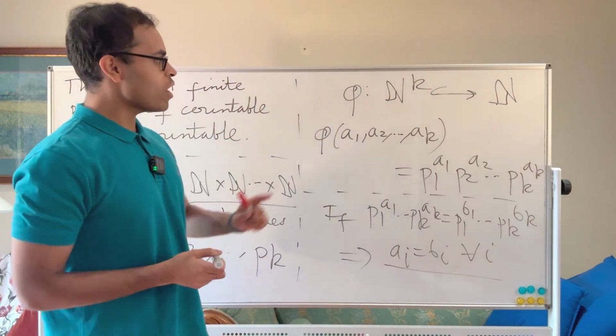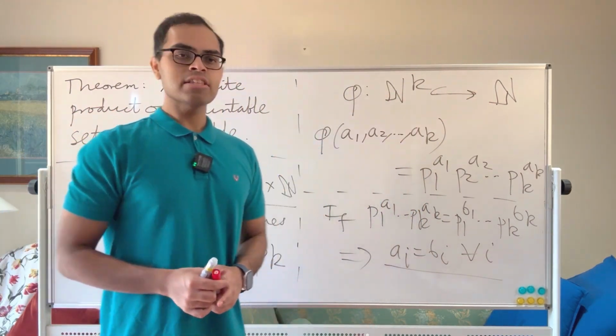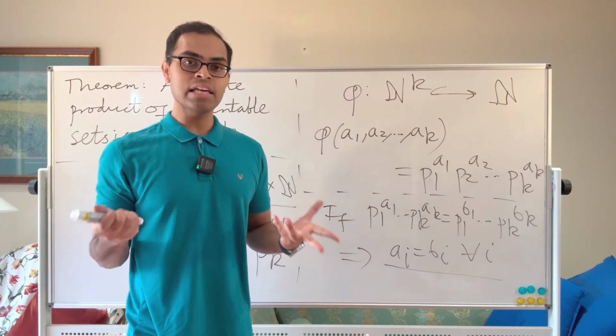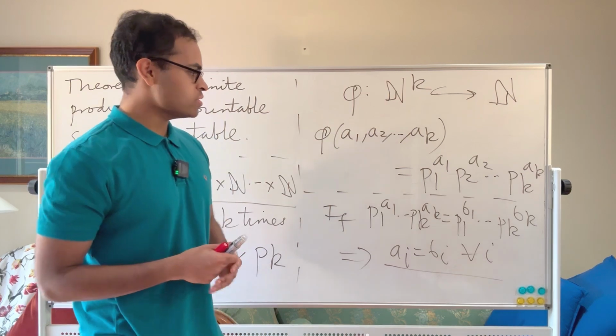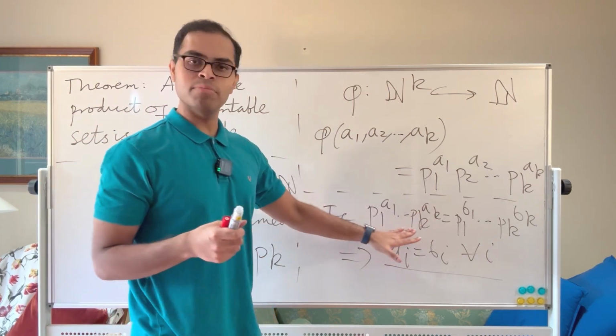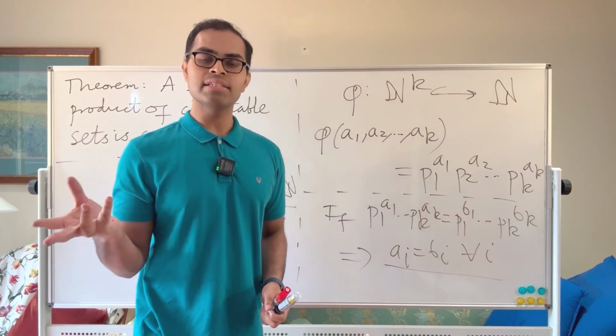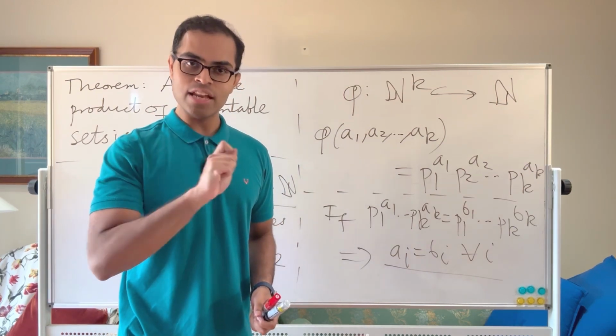So this is going to be a 1 to 1 function from N^k to N, and so that means that whatever the image of the function is, it's not necessarily onto N, because of course there are going to be natural numbers that aren't divisible by any of the first k primes. But whatever its image is, it's going to be something that we can enumerate.